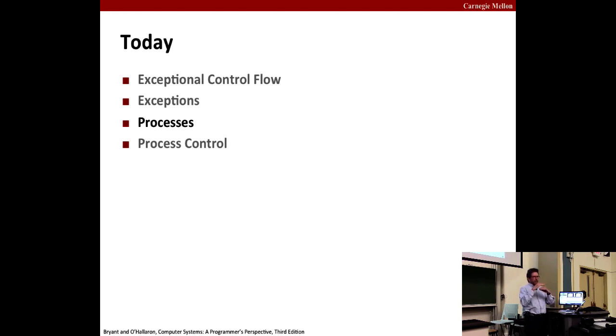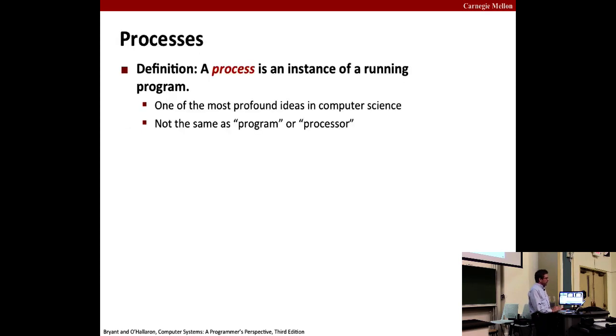Okay, so we've seen exceptions are very low-level transfers of control that are implemented by both hardware and the operating system software. At a higher level is another form of exceptional control flow, and we see it in the context of a process context switch. So let's look at what a process is. The idea of a process is one of the most fundamental and important ideas in computer science. And the classical definition is that a process is an instance of a running program.